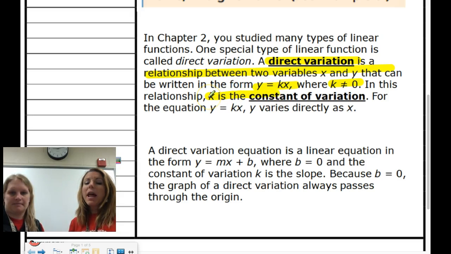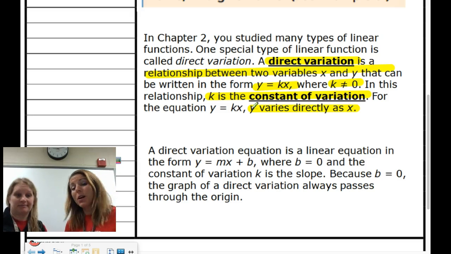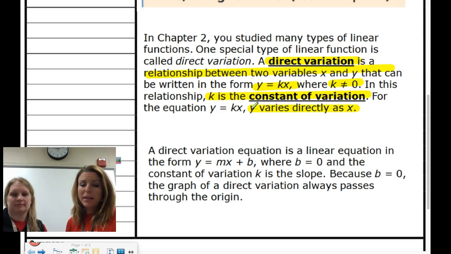And how we word y equals k times x, it says y varies directly as x. I know that sounds weird, but that's exactly how you say it. Y varies directly as x.